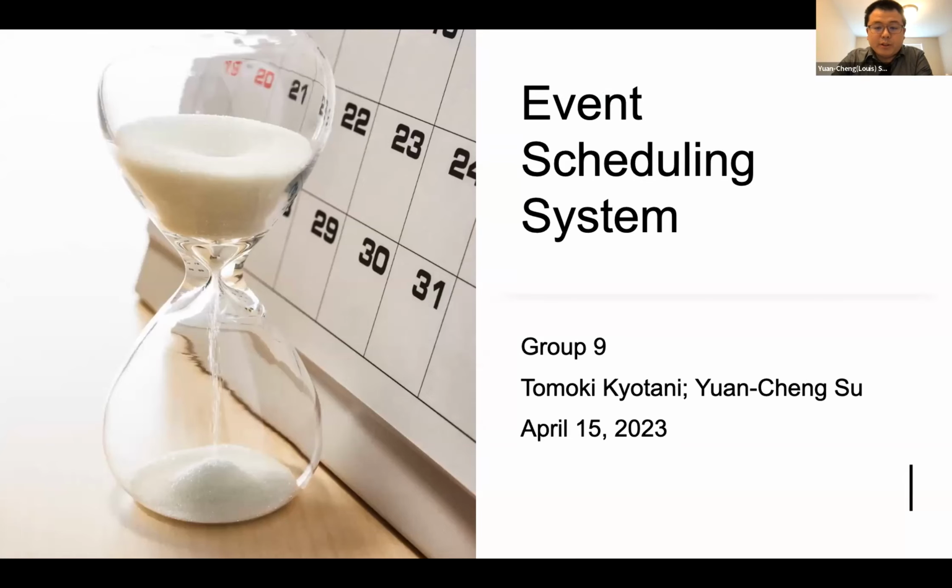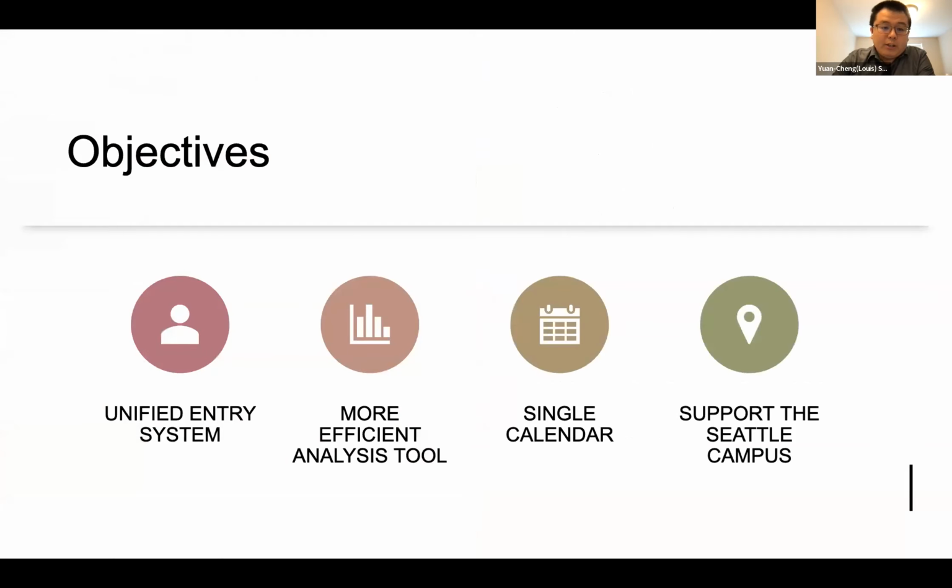So we are team group 9, using Cosmos DB. Our main topic will be an event scheduling system, and my teammate is Tomoki Kyodani and myself, Genjin Su. And yeah, we'll go on to our objectives.